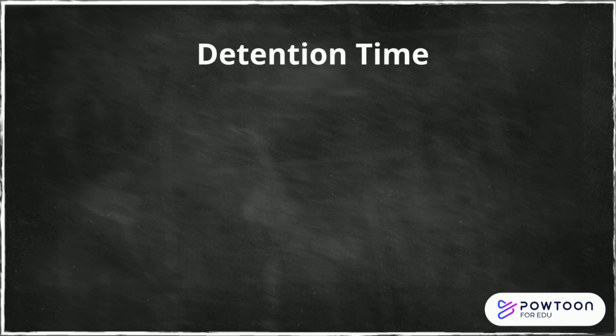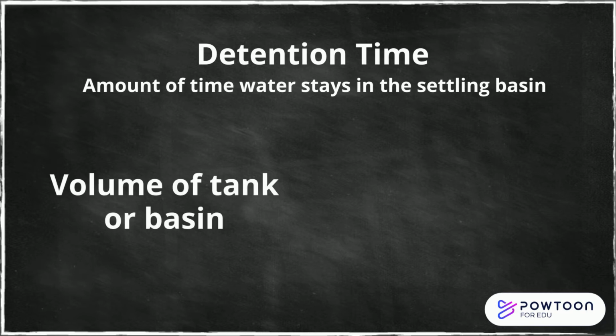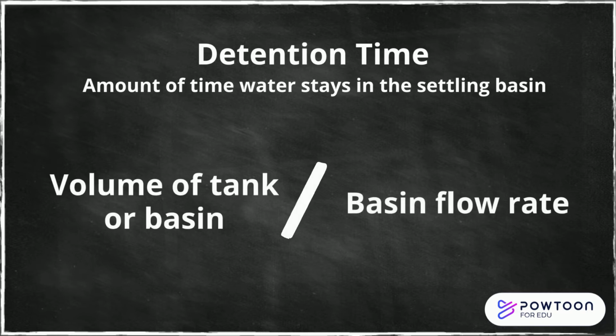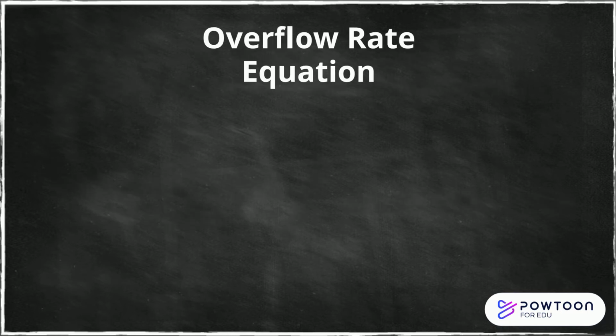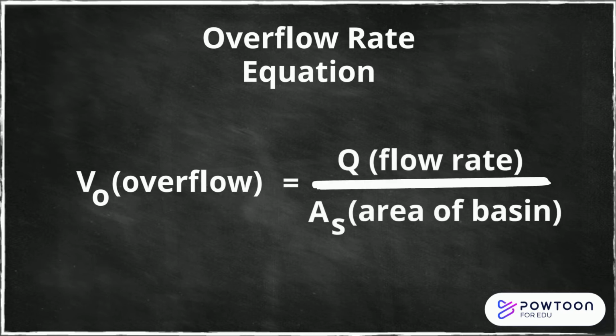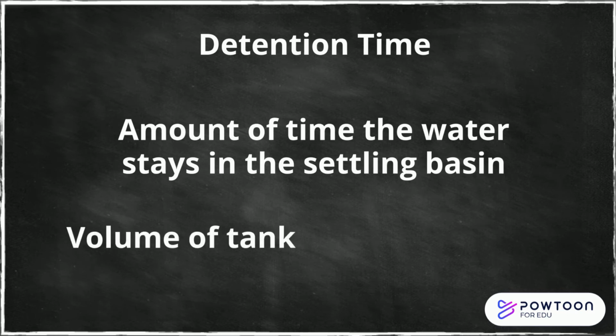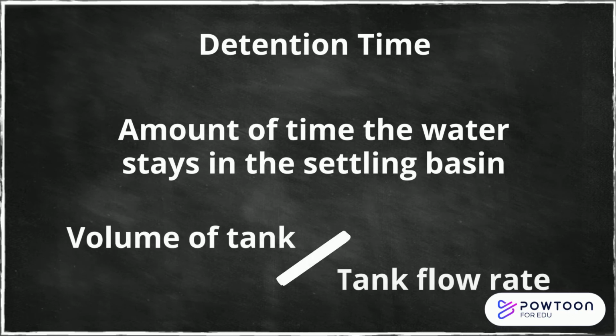Detention time is the amount of time the water remains in the settling basin, which is the volume of the tank or basin divided by the flow rate through the basin. The overflow rate equation is VO, or overflow, equal to the flow rate over the area of the basin. As I said, overflow rates differ depending on the type of chemical used to create the floc. The detention time is the volume of the basin divided by the flow rate through the basin.